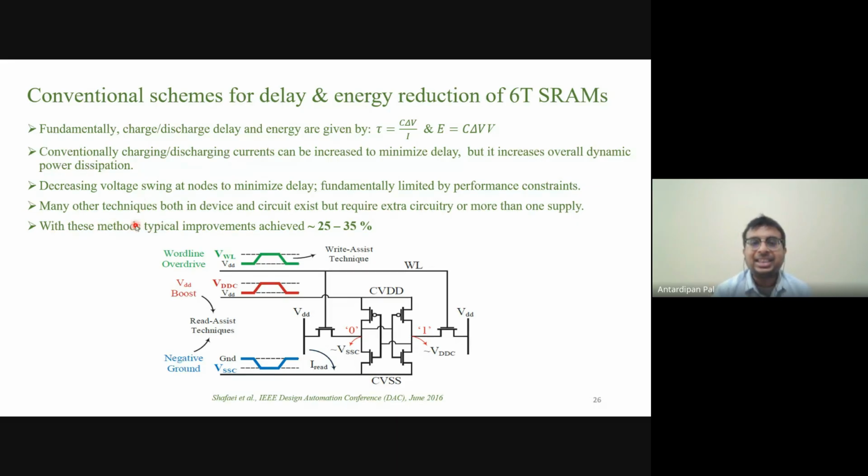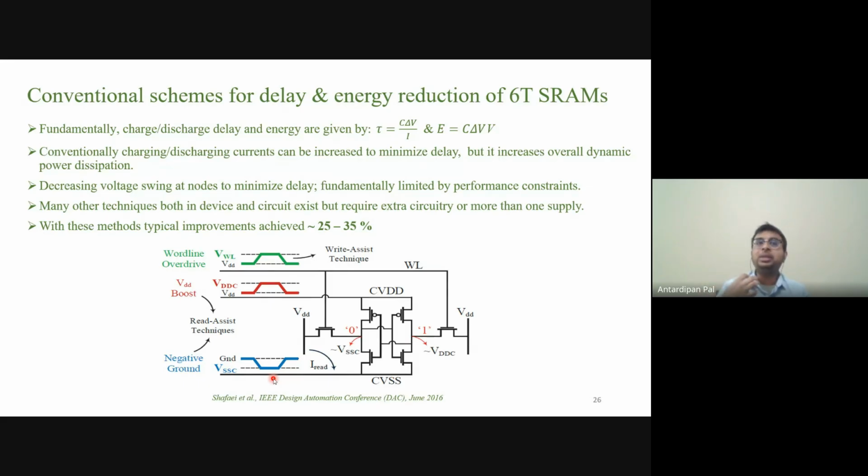Also, there are many other techniques, and some of them are described here. I got this from this nice DAC paper. This awesome DAC paper explains some of the techniques, like word line overdrive or negative ground. Those things are used to, how should I say, reduce power and increase speed without sacrificing other things, but they need extra circuits and extra complexity.